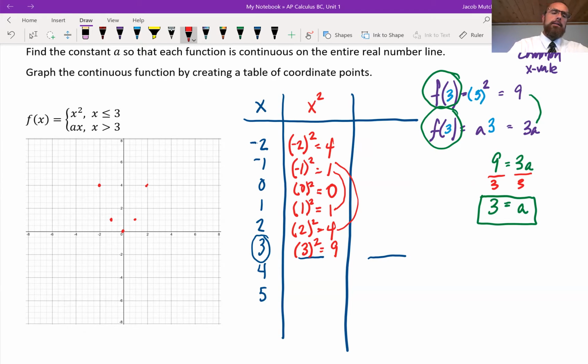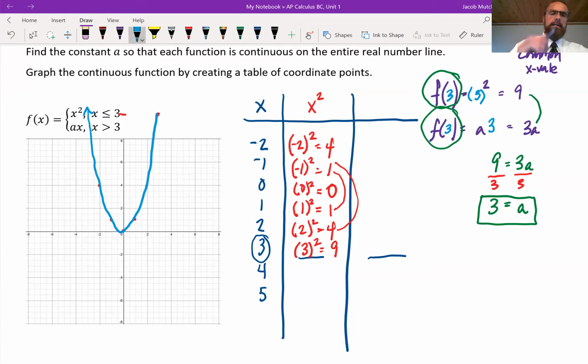Those points are symmetric across the y-axis. And then 9 is above the graph. So I'm going to just estimate that 9 is about there. And then 3, 9 is here. So I'm going to sketch that quadratic parent function. So it kind of descends from this left side and then ascends up to that value.